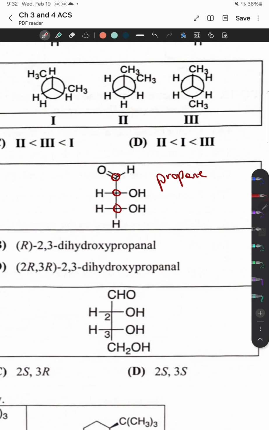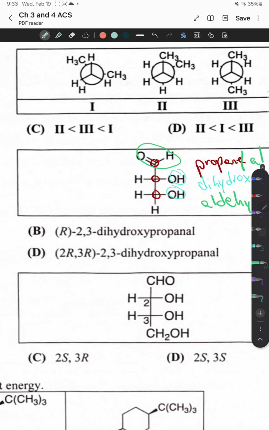And then let's identify all of the functional groups. We have 2 alcohols or 2 hydroxides, so it would be dihydroxy. And then we have an aldehyde present. So because of the aldehyde, to show that there's an aldehyde present, we would scratch off the end and add an al to the name.